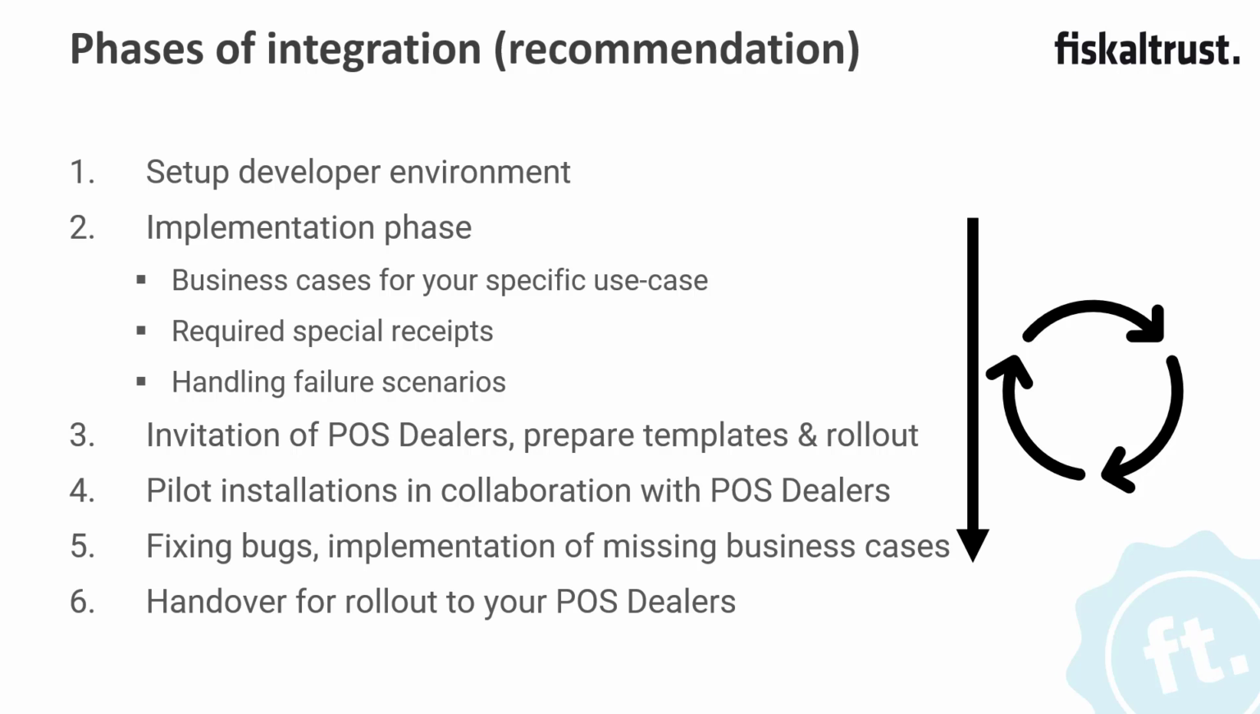So you would probably consult the documentation and identify business cases for your specific use case. This could, for example, if you have a hotel, be hotel stays, this could be orders that come up front and so on. Also, you need to implement the required special receipts. This is what we have seen now, for example, the initial operation receipt. It would also, for example, be a daily closing or a monthly closing or a yearly closing. When you have done that, you also need to handle the failure scenarios, so the 2 scenarios we got to know before, and then basically your first prototype should already be ready.